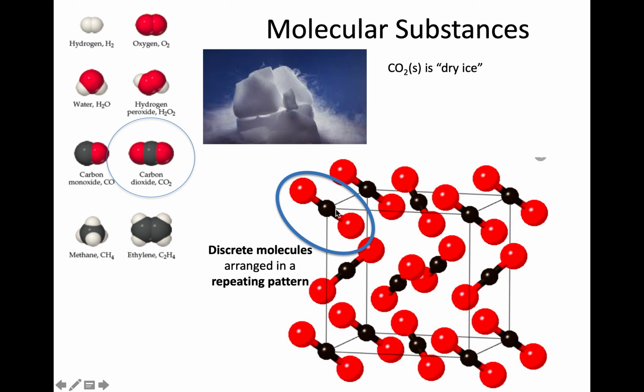And there's also a repeating pattern. Every solid has an arrangement that's a repeating pattern. So you notice all of the CO2 molecules are canted to the left, then to the right, then to the left. So a solid is going to have a repeating pattern. Key thing to keep in mind for a molecular substance, that repeating pattern is going to include discrete molecules. They're separate from each other.